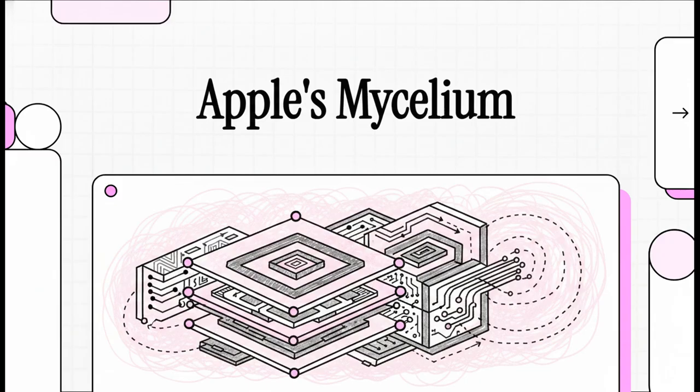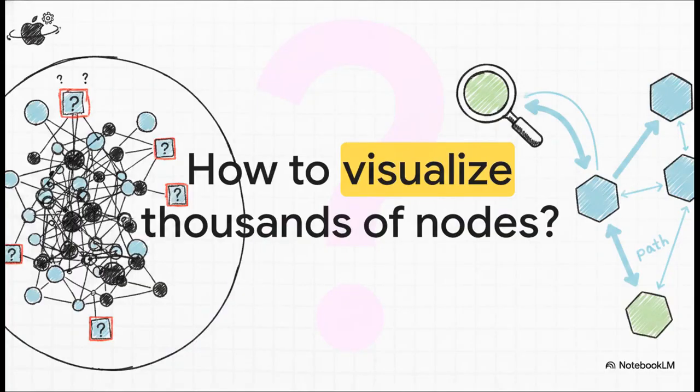So in this explainer, we're going to unpack a brilliant solution to this exact problem, straight out of Apple's research labs. Okay, let's dive into this. The core question is, how do you visualize a model with thousands of nodes without completely breaking your browser? Because that is the real performance problem developers are facing every single day.